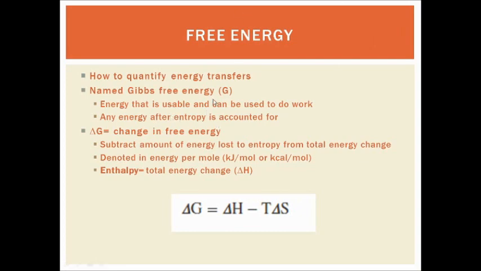Entropy is any energy that is released through heat or into the environment through heat. So after all of that released heat energy is accounted for in entropy, all of that other energy is our Gibbs free energy, and it's just named after a guy with the last name Gibbs. Anytime you see this triangle, it's called a delta. So delta G is a change in free energy. Delta always means a change in.